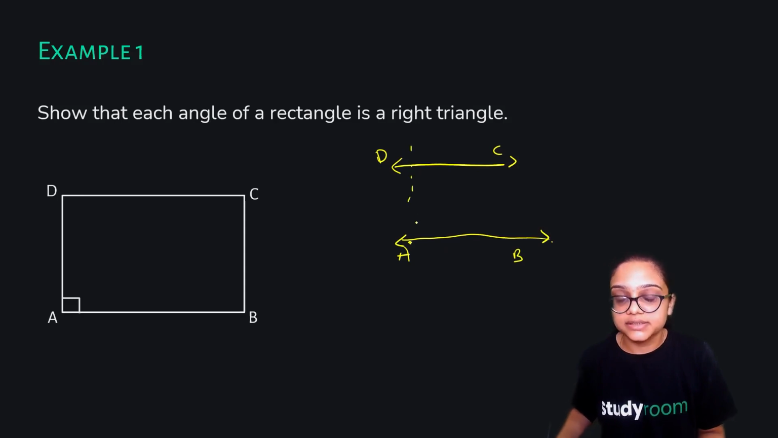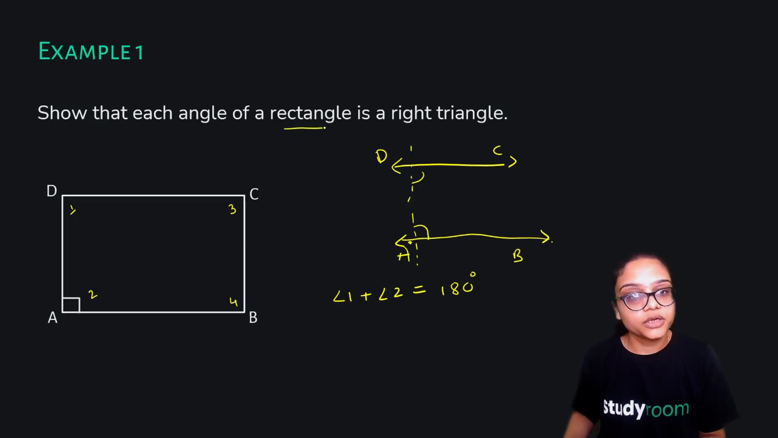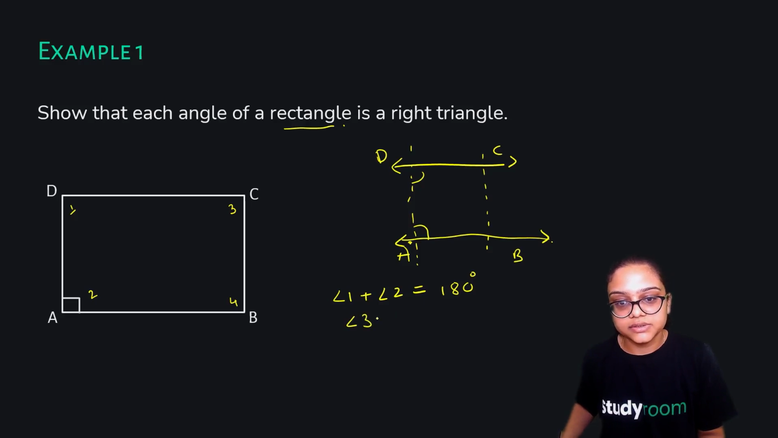Now we can consider this as a transversal, which is AD, and I'm naming the angles angle 1, angle 2, angle 3, and angle 4. By the property that interior angles on the same side of a transversal are supplementary, angle 1 plus angle 2 would be equal to 180 degrees, since AB is parallel to CD, which is the property of a rectangle. Similarly, considering this as a transversal, angle 3 plus angle 4 is also 180 degrees.